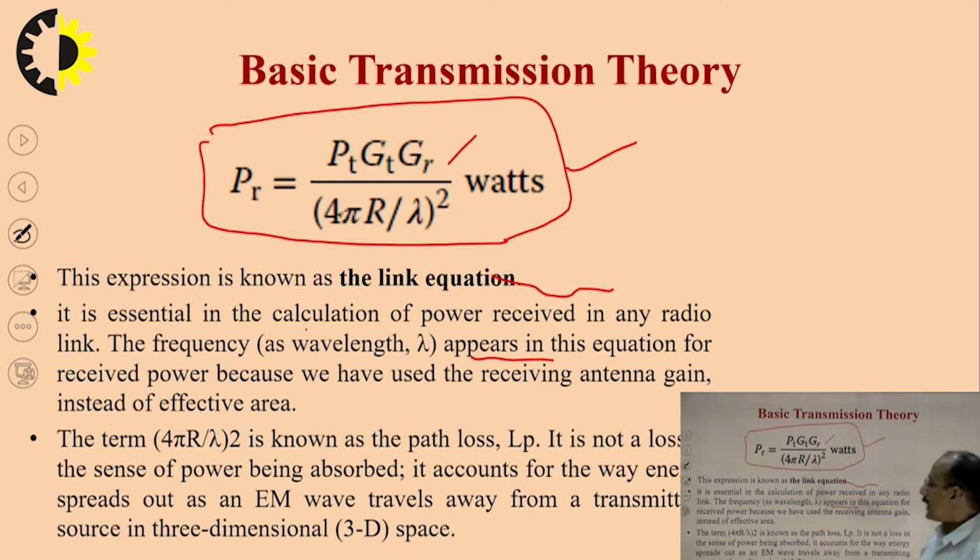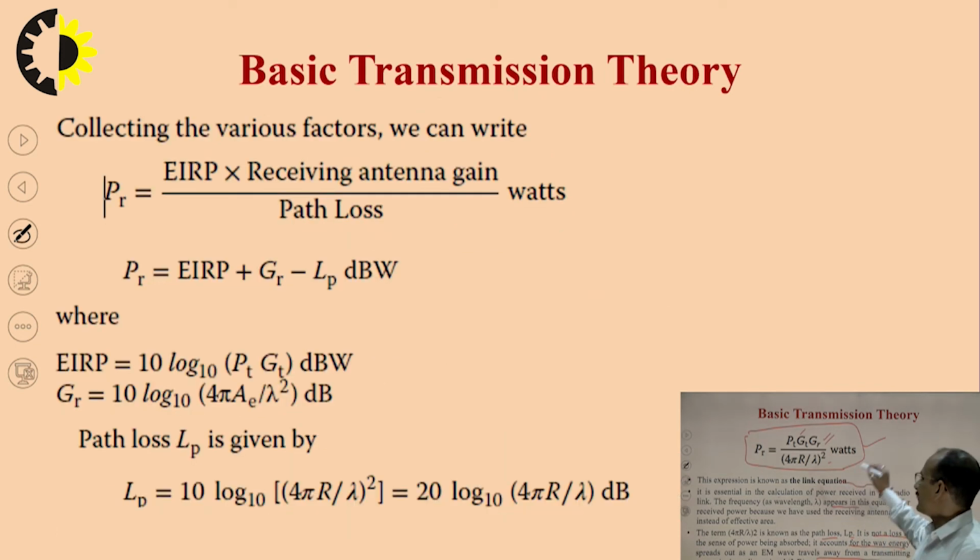So the term (4 pi r upon lambda) whole square is known as the path loss. Means these all are the additional part and this is the losses part, LP. So it is not a loss in the sense of power being absorbed. It accounts for the wave energy spreading out as an EM wave travels away from a transmitting source in 3-dimensional space. So this is the link equation in watt.